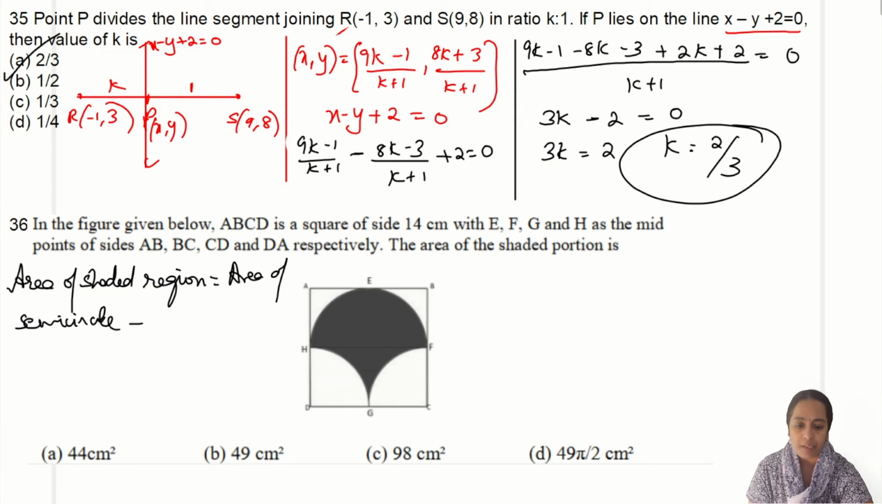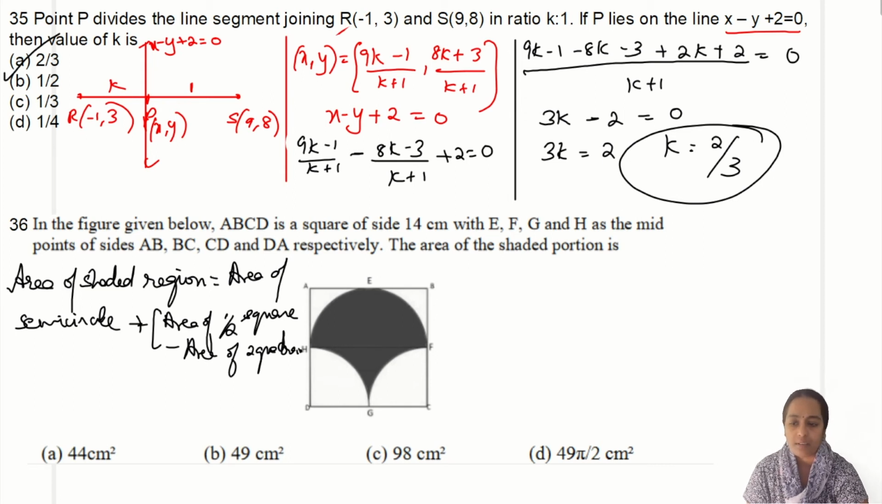Below you have half a square. In this half a square, the 2 quadrants are not there. Except the 2 quadrants, you have the shaded region. So plus area of half square, minus area of 2 quadrants. So the area of the shaded region is area of the semicircle plus area of half square minus area of 2 quadrants.